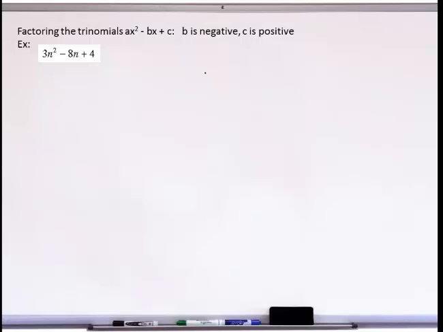As before, we'll have a situation where we have b is negative and c is positive. When this happens, we have two negative factors.